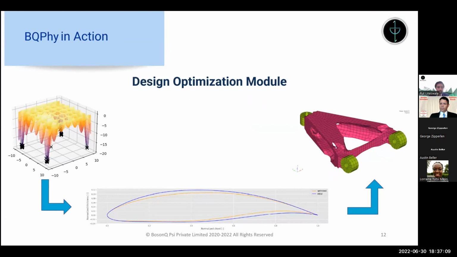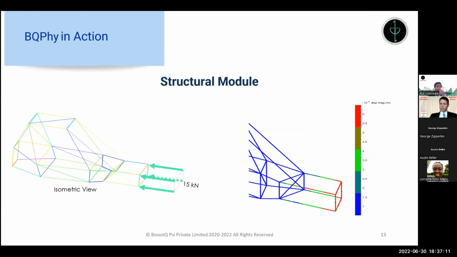Now, moving on to the next module, or the next phase that we are going to be launching is the structure module.